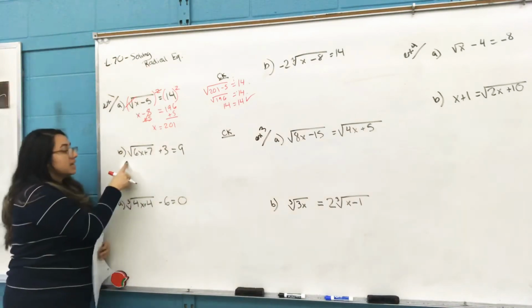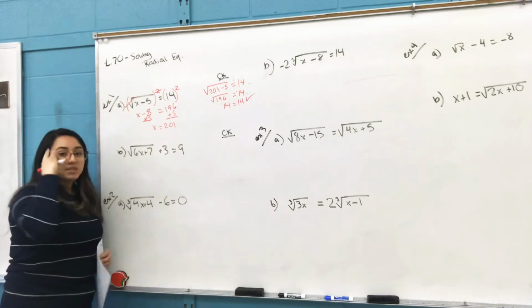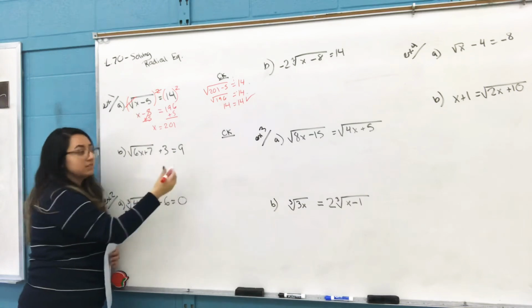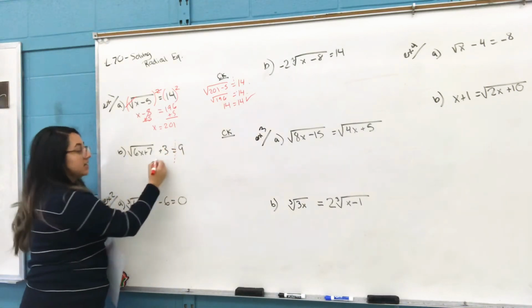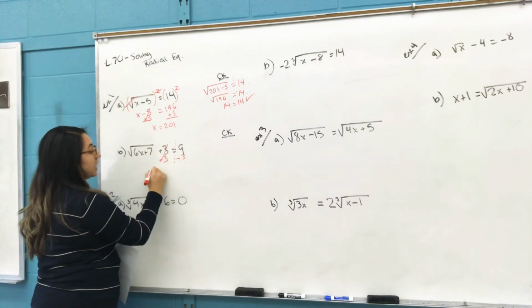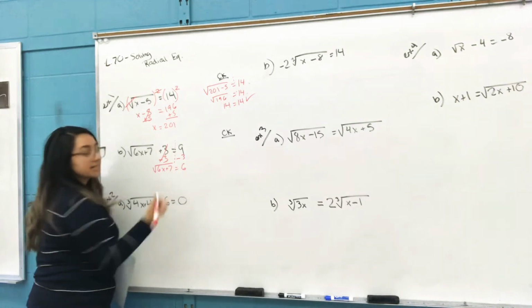Next one. We have a square root here. The x is underneath the square root. So we have to think of squaring, but before we square, we have to make sure it's by itself on one side of the equal sign. It's not by itself. There's a 3 being added to that radical, so we have to cancel out that 3. So we get 6x plus 7, all under the radical, is equal to 6.